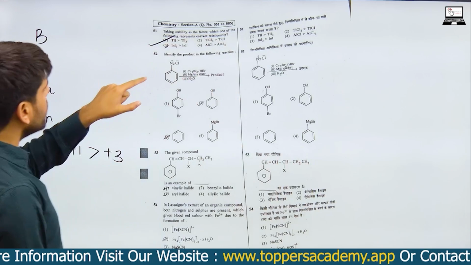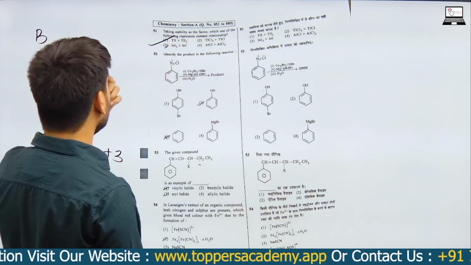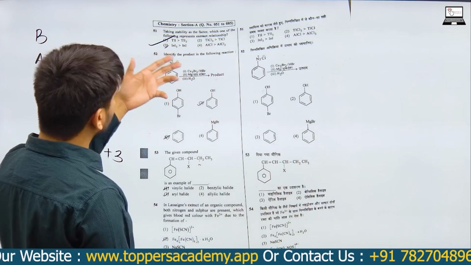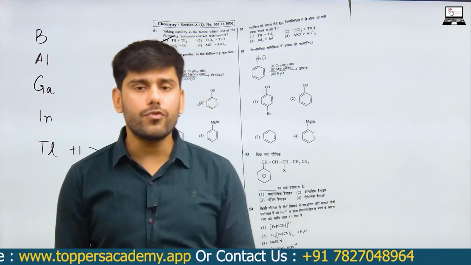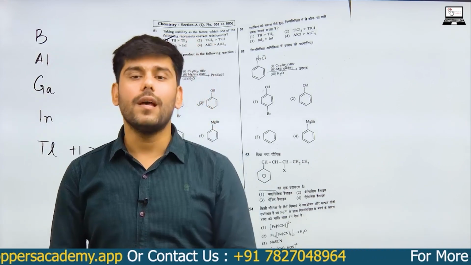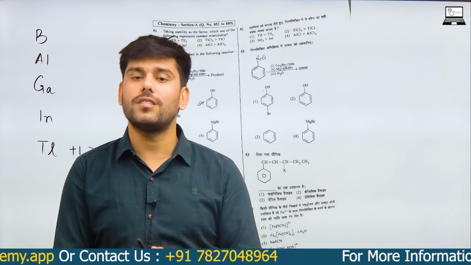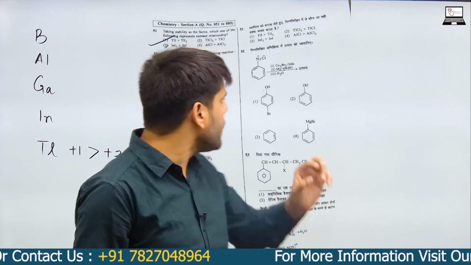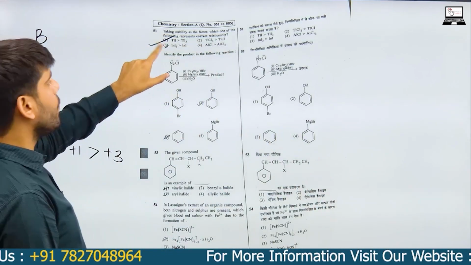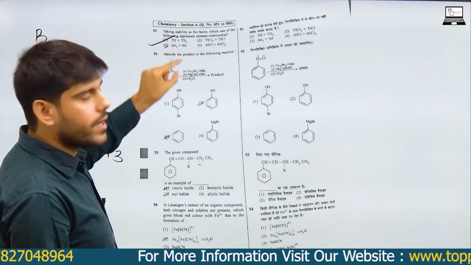Now if you see the third option, indium in +3 is more stable than indium in +1. This can be true, but you know that down the group, the stability of the lower oxidation state increases, right? So according to that, option one is the most appropriate answer.